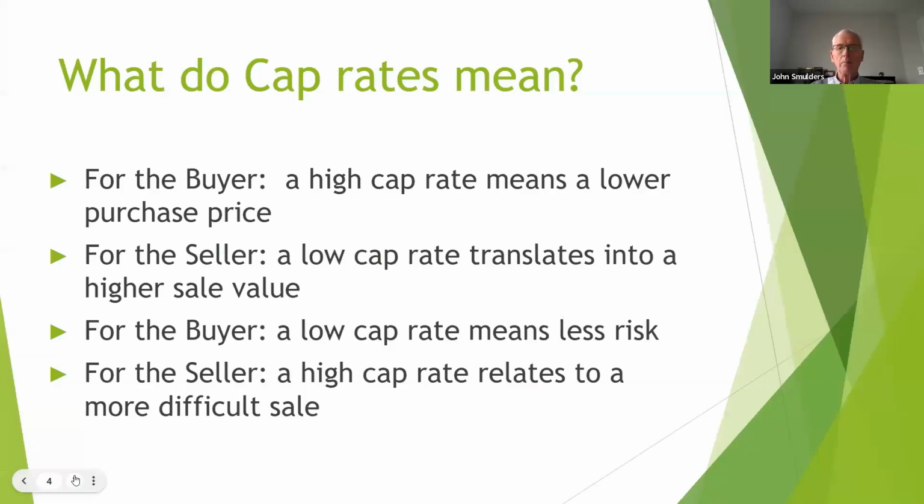So what does it mean? A high cap rate means a lower purchase price for the buyer. For the seller, a low cap rate translates into a higher sale value. For the buyer, a low cap rate means less risk. For the seller, a high cap rate relates to a more difficult sale, quite simply because it is riskier.